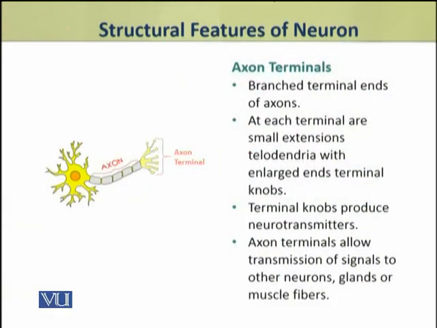Dear students, the axons end at branched terminals. These terminals have small extensions which are called telodendria.